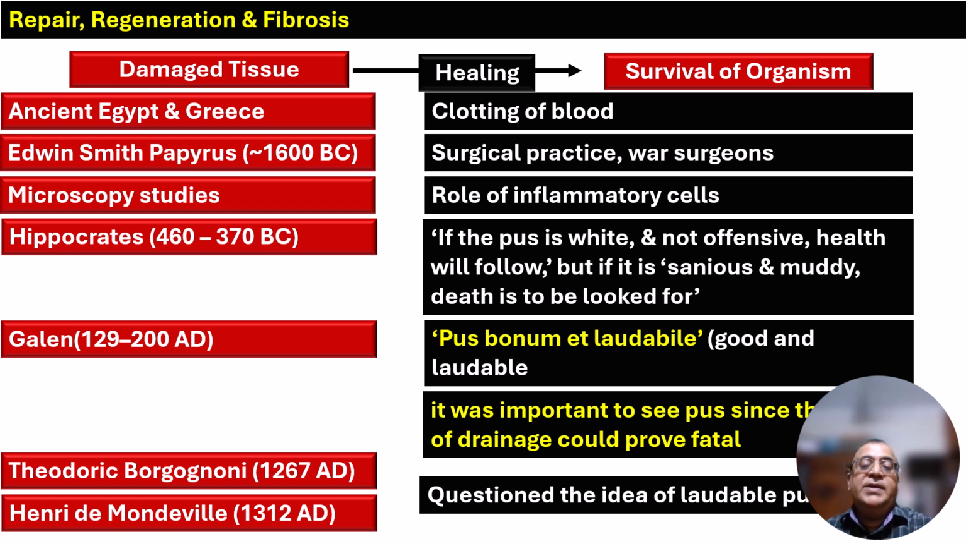Later, between 1267 and 1321, Theodoric Borgognoni and Mondeville questioned his idea of laudable pus, and they said even if the pus is there and if it is white, it is also associated with morbidity and mortality. But despite this, the belief in laudable pus persisted until the 19th century.